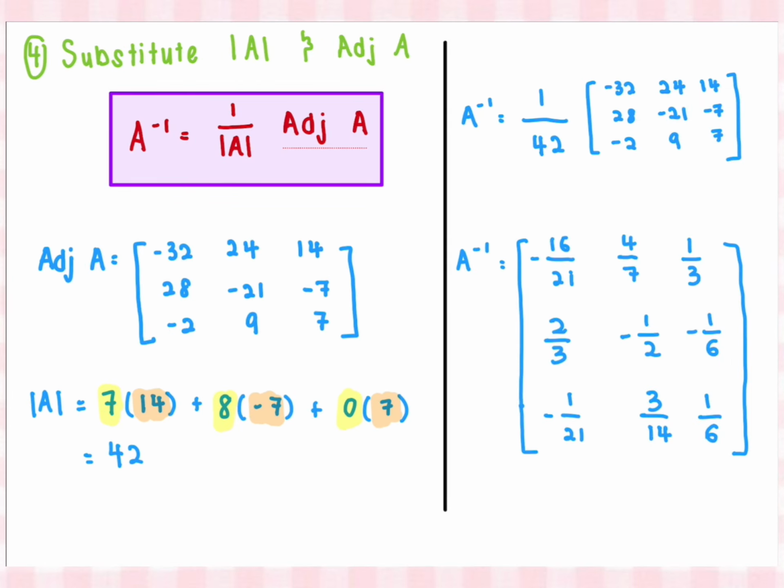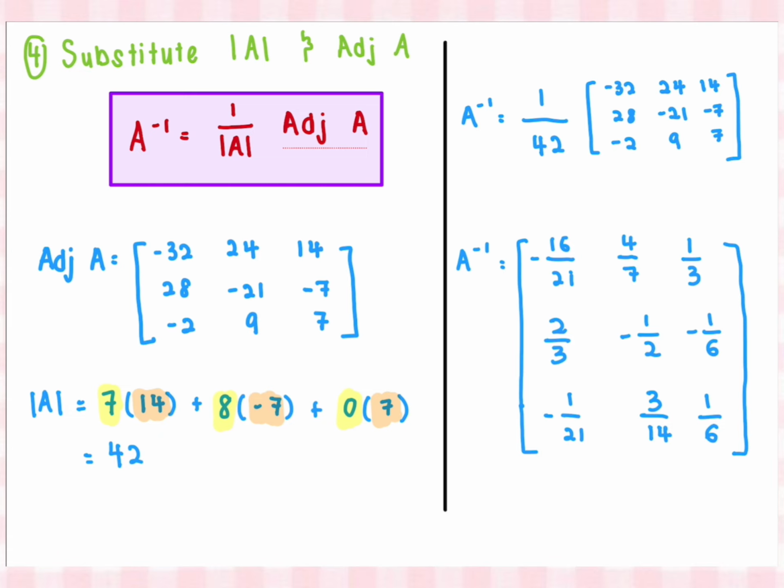Now we have come to our last step, which is substituting the determinant of A and also adjoint A that we have calculated just now. The formula for the adjoint method is 1 over determinant A times adjoint A. So this is the adjoint A that we got just now, and 42 is the sum for our determinant. So by substituting, we will get 1 over 42 times the value of the adjoint.